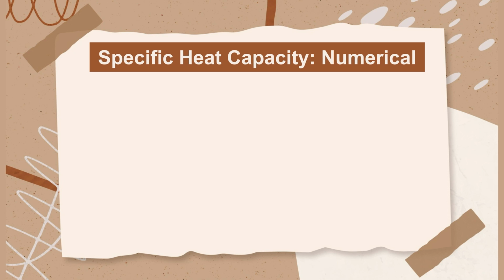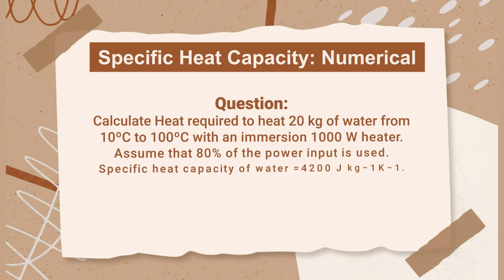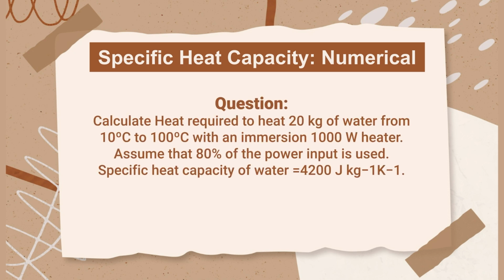Let us do one numerical on the same thing. Suppose you have 20 kg of water and you want to heat this water from 10 degrees to 100 degree, and you have an immersion heater, immersion rod, which is of 1000 watt. So you have a 1000 watt heating rod and you want to heat 20 kg of water from 10 degrees to 100 degrees. You want to find out how much heat is required for this.